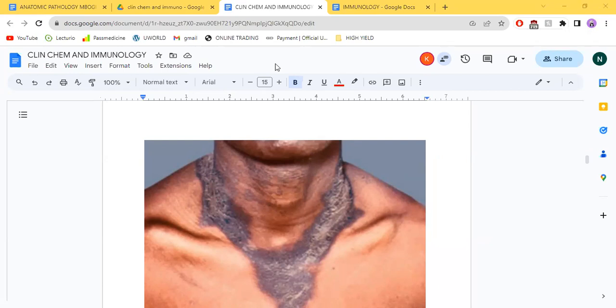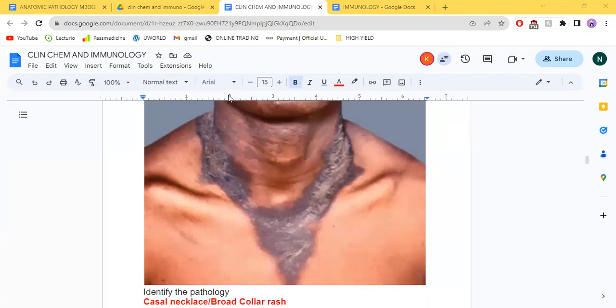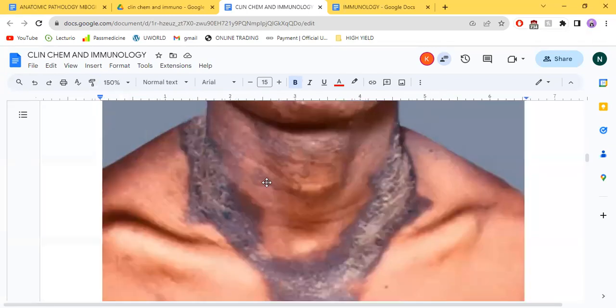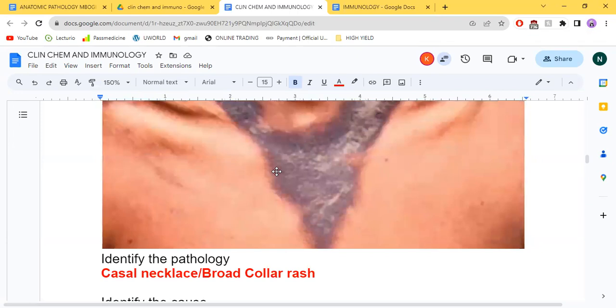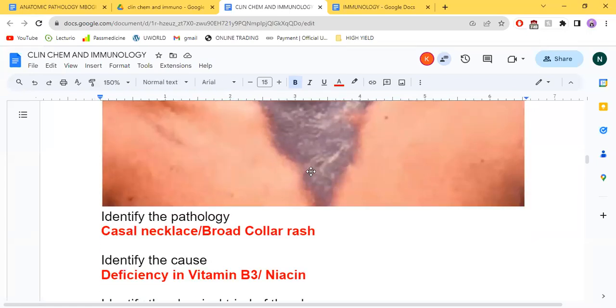I think I'll just do this one. It's a colon. As you can see, this person has a collar rash. Oh, the Casal necklace. Yeah. And it's caused by a deficiency in vitamin B3 or niacin. And then it's characterized by a classical triad. Some symptoms of this triad, some things that this person might present with.